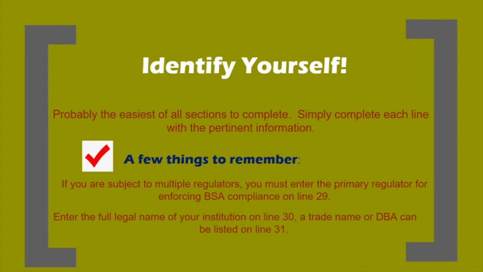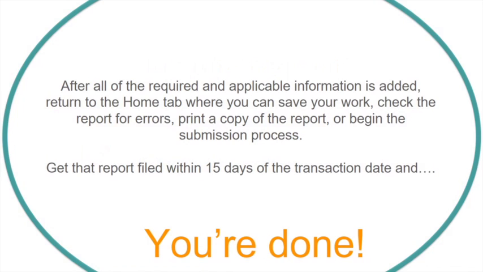A few things to remember. If you are subject to multiple regulators, you must enter the primary regulator for BSA compliance on line 21. You must enter your full legal name of your institution on line 30. A trade name or a DBA can be listed on line 31. After all of the required and applicable information is added, return to the Home tab where you can save your work, check the report for errors, print a copy, or begin the submission process. Get that report filed within 15 days of the transaction date, and you're done.